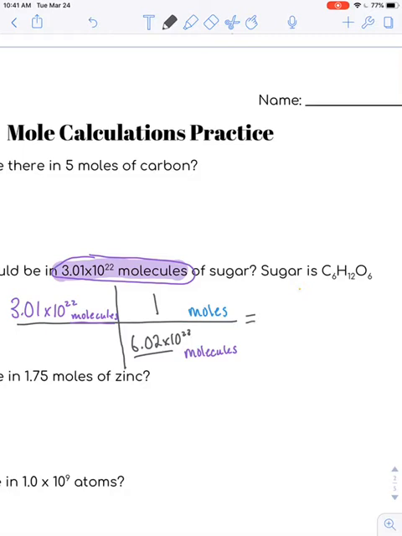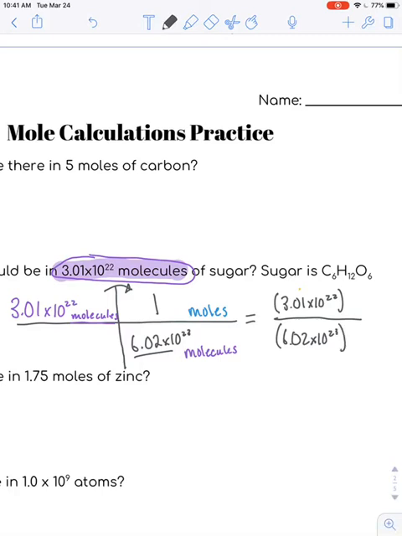So remember that when we're typing these in our calculator, we need to be really careful about using parentheses. So if I were going to type this into a calculator, this is exactly how I would do that. I would say parentheses 3.01 times 10 to the 22nd. I would technically multiply that by 1, but that's just going to give us the same number. So we're going to divide by this 6.02, and we're going to put that in parentheses also.